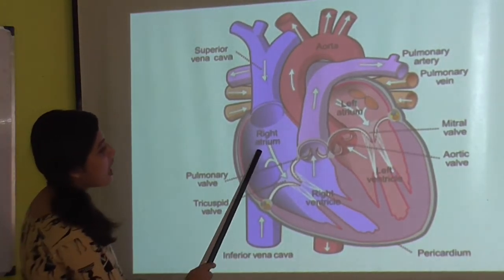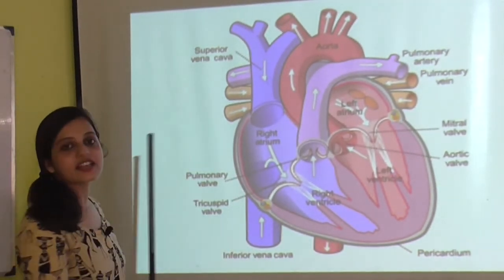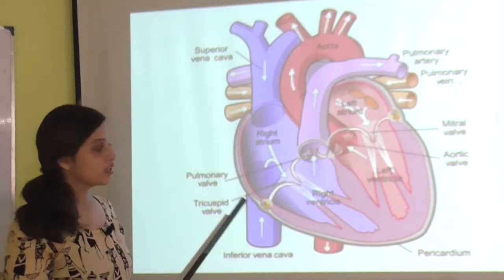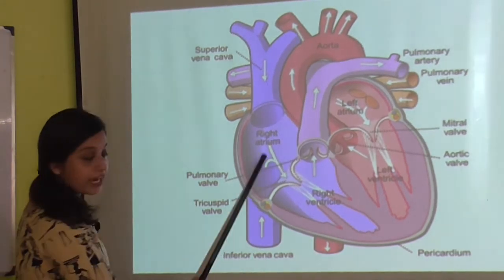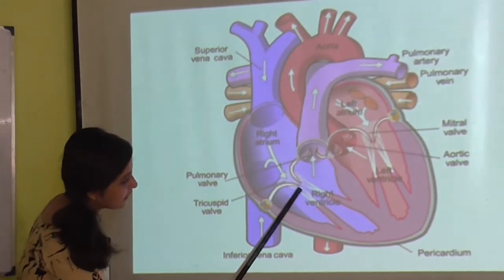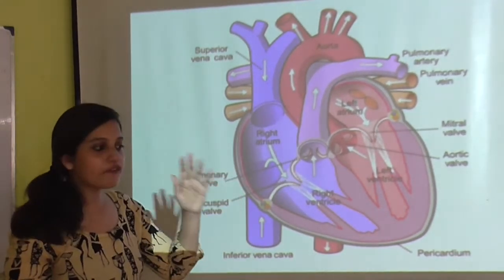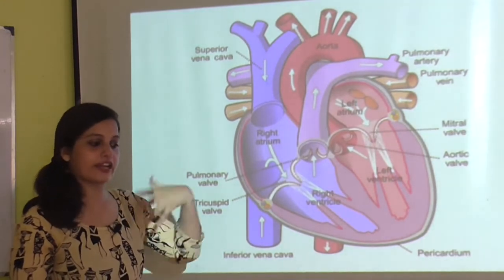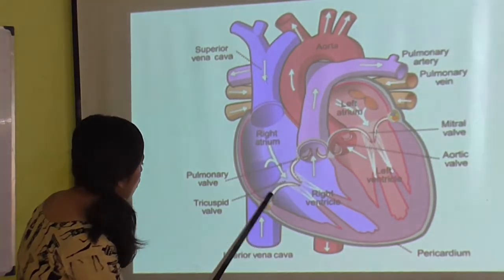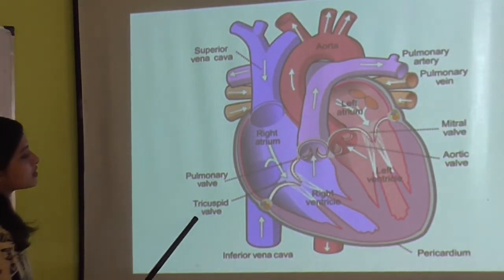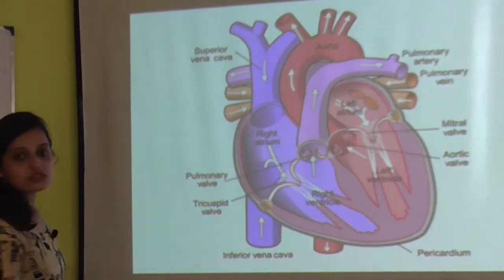This is the right atrium or right auricle. The right auricle will always carry the deoxygenated blood. After coming here, what will happen? It is going to give a lot of pressure on these three things. What are these three things? It's like a door. If you push the door, then you enter the class or you enter a room. So here a door is present, and this door is known as the tricuspid valve, since there are 3 valves present and hence it is known as the tricuspid valve.